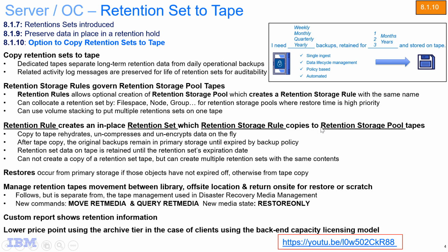And after that backup expires off, then the only residing copy of that would be out on the retention set, which in this case would be on tape. We don't have the ability to create copies of retention sets, but you could create multiple retention sets with the same content if you did need to send copies to multiple locations. When it comes to restore, we will first check to see if the version still exists in its original location, but if that has expired off, then we will mount the tape and restore from that tape.